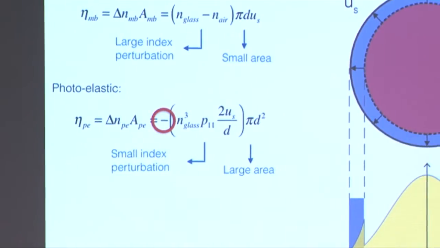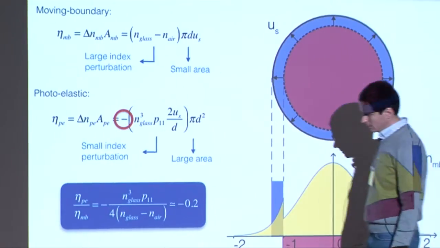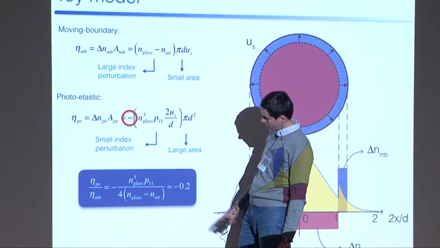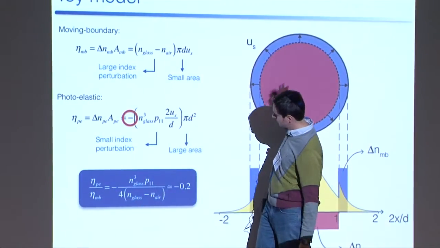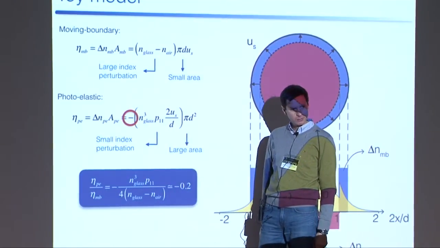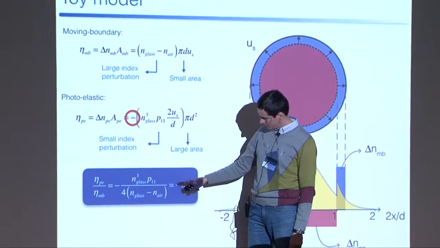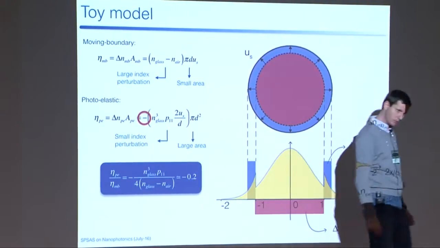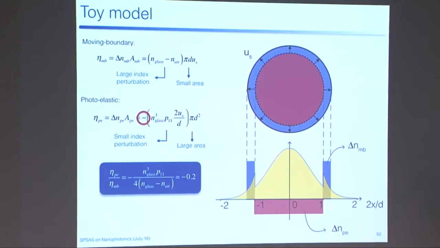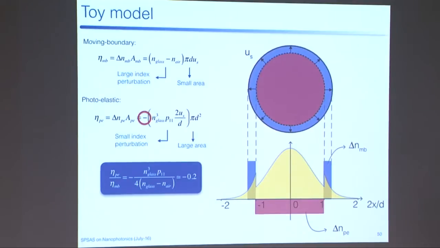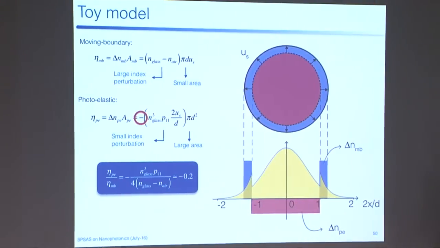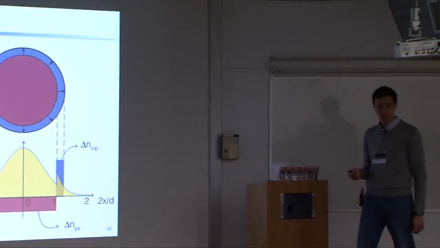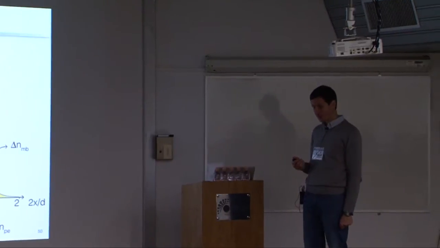So let's look at the ratio between them, and you get something like this. I want to compare the two effects, and you see that for this simple structure here, it becomes independent of the diameter of the wire. It cancels out. And what we see, obviously, is that they have different sign, as I mentioned before, but more or less the same order of magnitude. It's not that one is like 10 to the 4 times the other, right? It's about 5 times. And so that's a simple estimate that tells us the photoelastic effect and the moving boundary effect are indeed comparable. You cannot ignore them in this particular system, right?